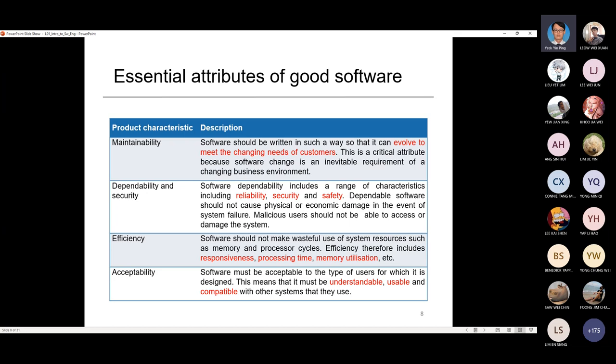So maintainability here refers to evolving to meet the changing needs of the customer. If you design software that is a one-time deployment and cannot be maintained anymore, this software is not considered good software. Usually good software can evolve, and features can be added to make it more advanced and better in future. You are not going to redesign this software again and again in future.